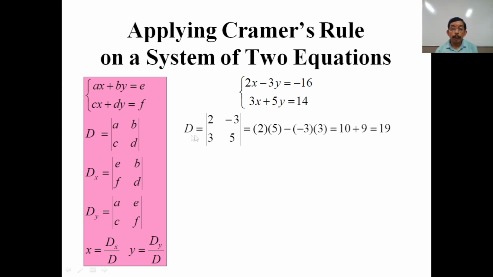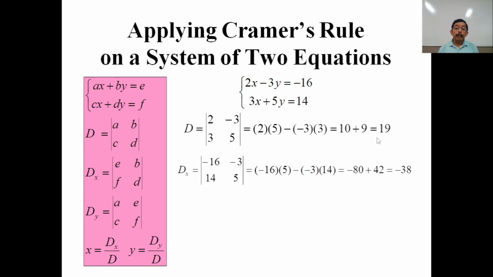Now d is, for the given equations, the determinant of the coefficient matrix. The coefficients of x and y are 2, 3 in the first equation, and the coefficients of the second equation are 3, 5. Note down 3 and 5. Simplify by the difference of the cross multiplication of the elements. The solution of this 2 by 2 order determinant is equal to 19.